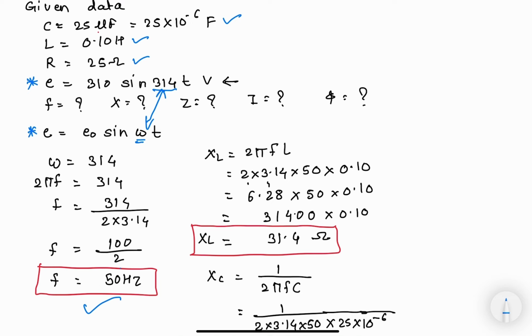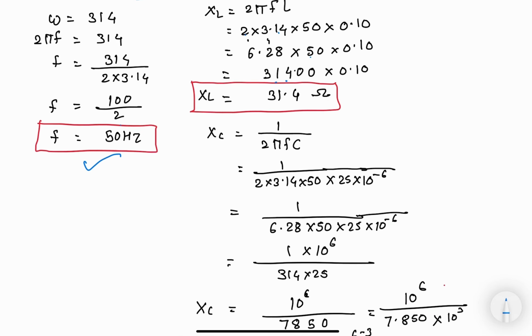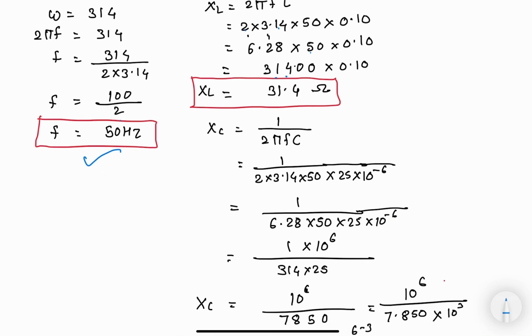X has two parts, XL and XC. So inductive reactance formula is 2 pi f L. 2 multiplied by 3.14, frequency is 50 hertz. Inductor value is 0.10. Multiply 2 by 3.14, we get 6.28. And again multiply with 50, we get 314. Multiply with 0.1, we get 31.4 ohm inductive reactance. SI unit is ohm.